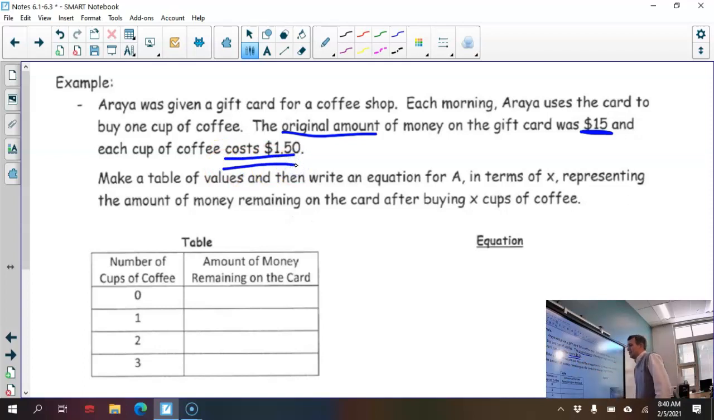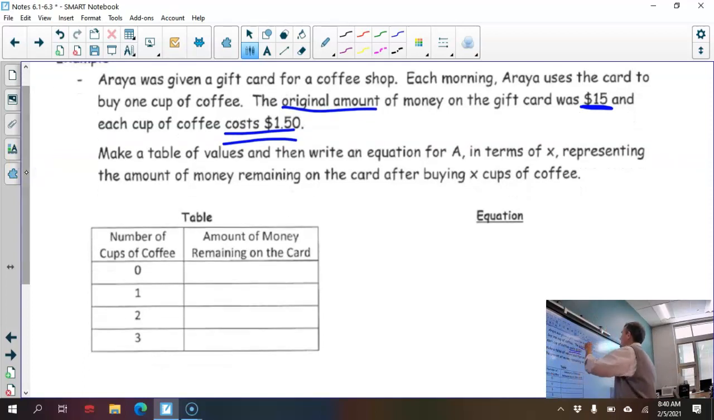All right. So I want to show you a couple things here to help you with notation. It says, make a table of values. All right, let's do that first. Let's make a table of values. So first I'm going to fill in the original amount, right? Here's the X value. Apparently the number of cups of coffee is X, and when X equals 0, the original amount on that gift card is $15.